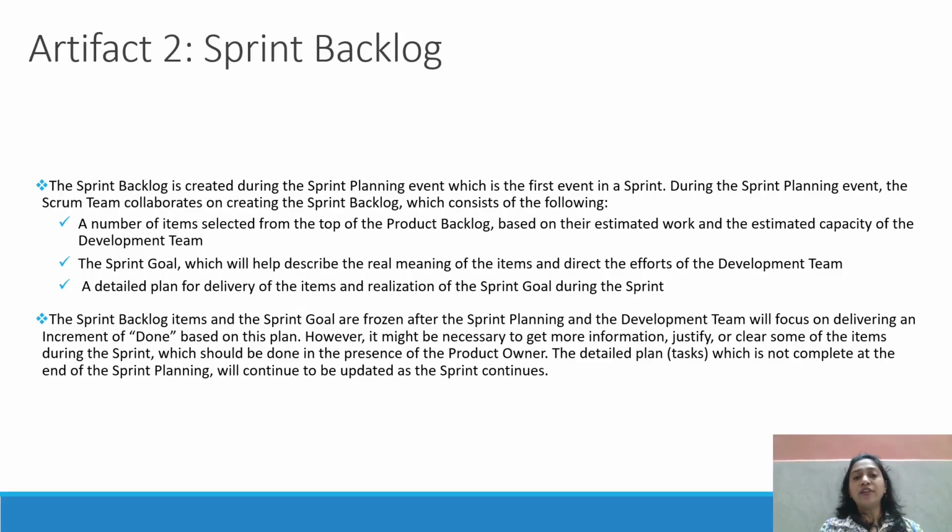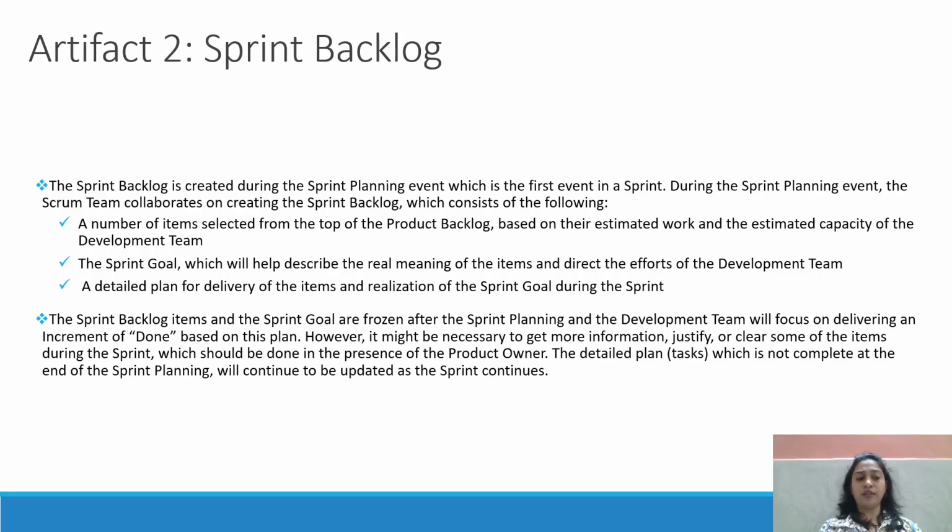So, the second artifact is the sprint backlog. The sprint backlog is created during the sprint planning event, which is the first event in a sprint. During the sprint planning event, the Scrum team collaborates on creating a sprint backlog, which consists of the following: a number of items selected from the top of the product backlog based on their estimated work and the estimated capacity of the development team, capacity planning.